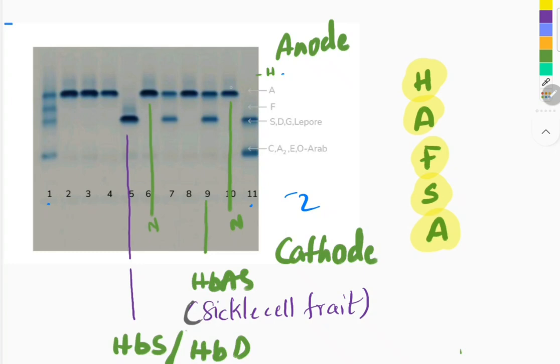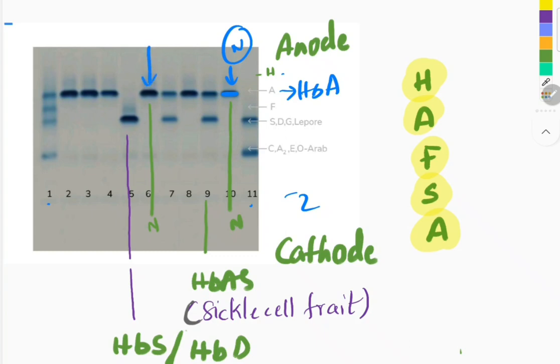Now, let us take this for example. This is my first patient. You can see that he has got a mark only over here. Is there a mark here? No. Is there a blue mark here? No. Is there a blue mark here? No. So he has got only HbA, which means it is normal. That is adult hemoglobin. So this patient here is normal. Understood, guys?